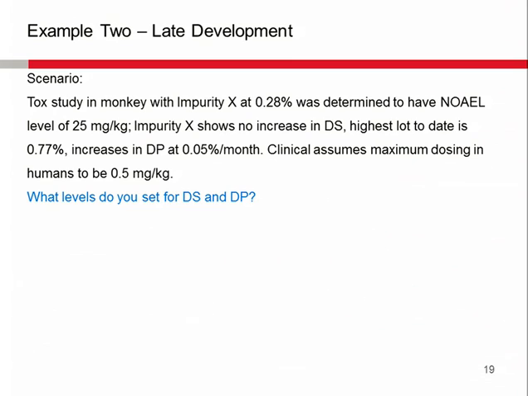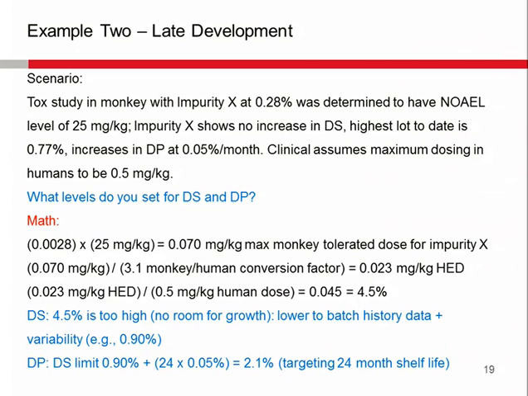You've got the clinical dose, what you anticipate it to be. It's clearly a lower dosing. It's 0.5 mg per kg. So what level do you do? So in this particular case, you do the math.